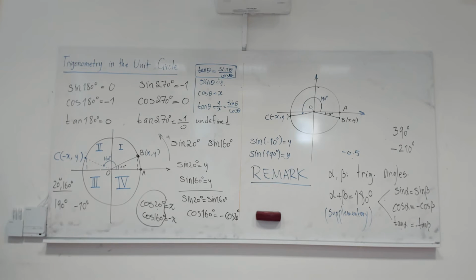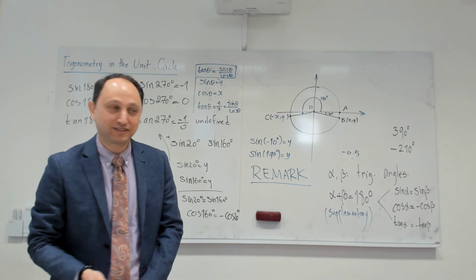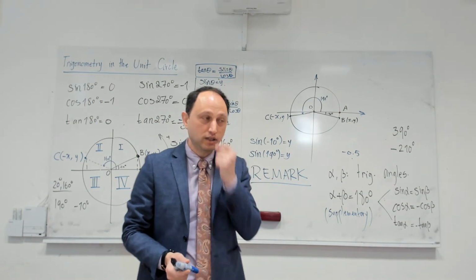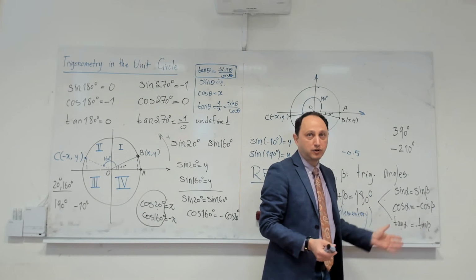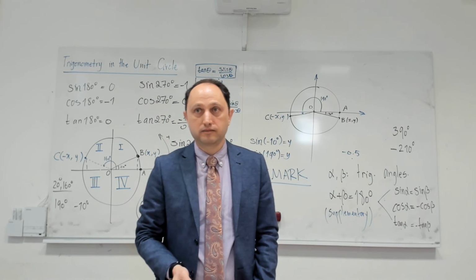Isn't 390 degrees the same as 30 degrees? No, it is not the same. Of course it is not the same. 390 crowns is not the same as 30 crowns. So I give you 30 crowns, please give me 390. They are not the same, but they end at the same point. And for sine, cosine, and tangent, what matters are the final points. Yes?